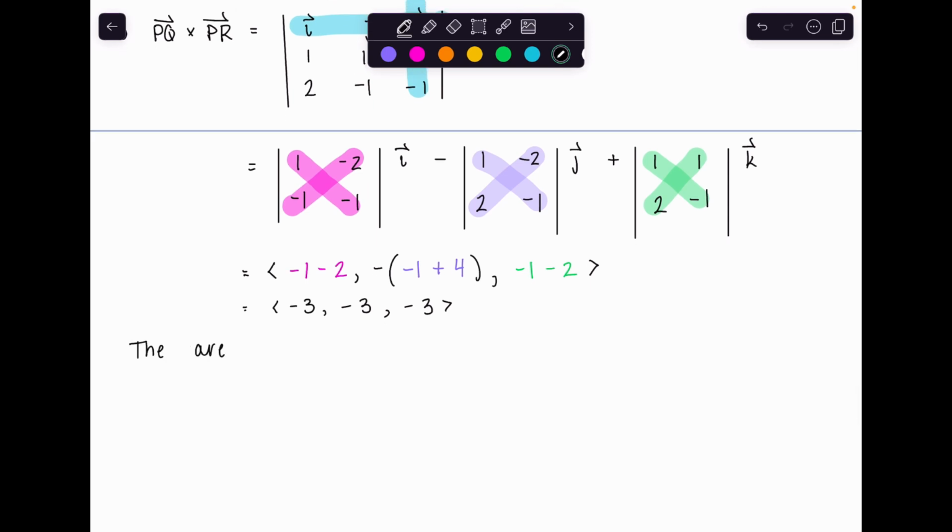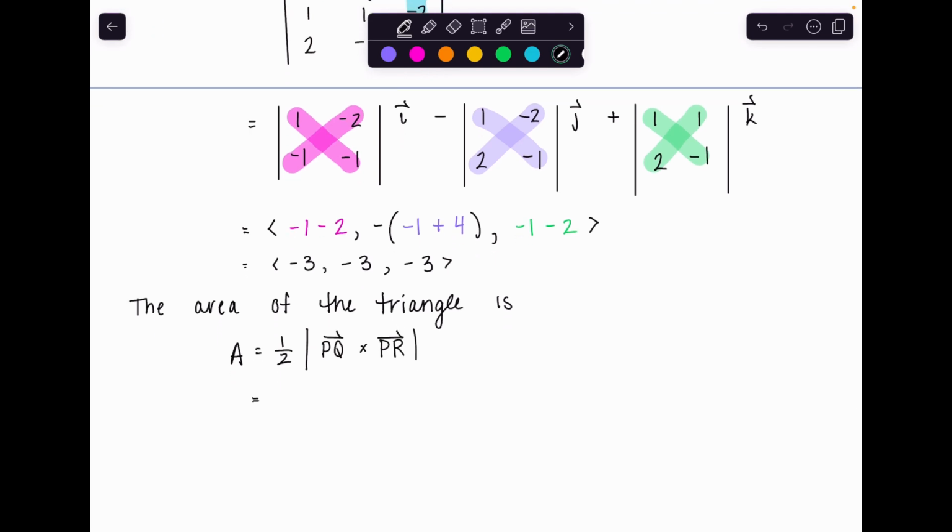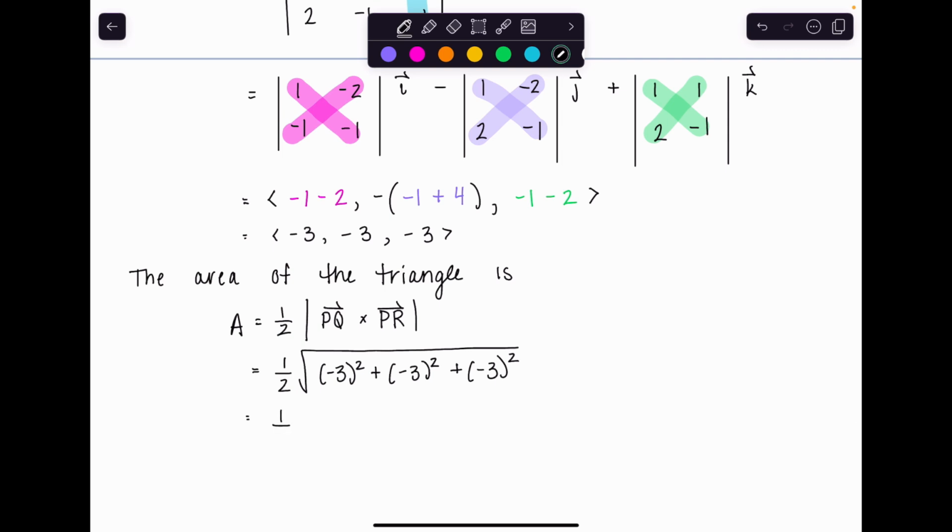So the area of the triangle is A. It is 1/2 the length of the vector PQ cross PR. And so we got 1/2. We're going to have a giant square root. That gives us -3 squared plus -3 squared plus -3 squared. So really it is 9 plus 9 plus 9. So it gives us 1/2 the square root of 27.